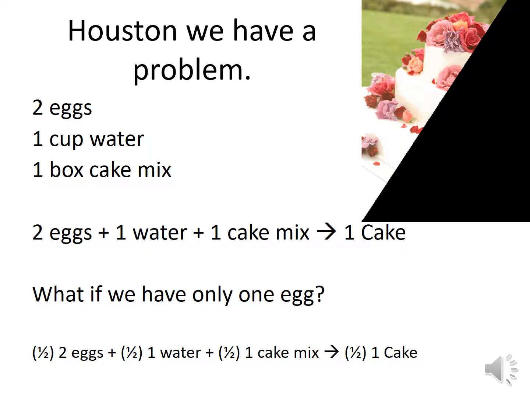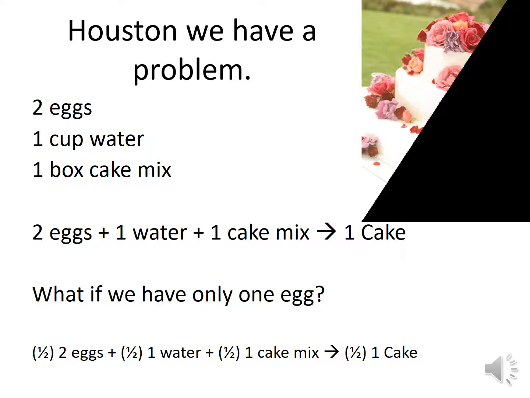But what if we only had 1 egg? I'd have to cut the cake mix in half, wouldn't I? Instead of using 2 eggs, I would use 1/2 times 2 eggs, which is 1 egg. Instead of using 1 cup of water, I'd use half a cup of water. Instead of using the entire box of cake mix, I would use half of the box of cake mix. I wouldn't get a cake, I'd get half a cake in the end.